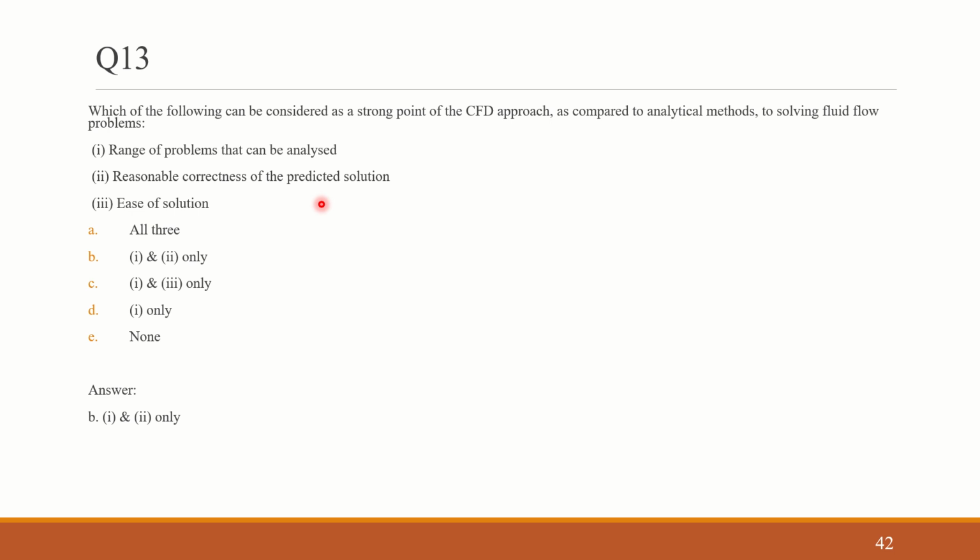Yes, option B, 1 and 2 only are the right statements, because ease of solution, it is not easier to get solutions through CFD. We need to spend a lot of computational power, we need to spend a lot of time in grid generation, and we need to identify the right solvers. So many things are there, and the simulations also will take a lot of time to get the solution. So 1 and 2 is the only right statement. Similar question, analytical solutions are far easier to use than CFD.